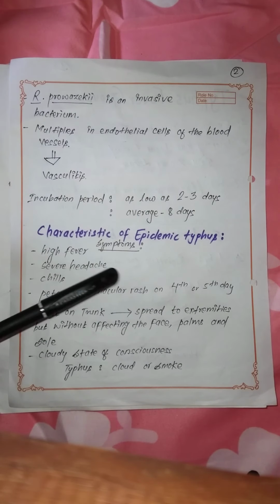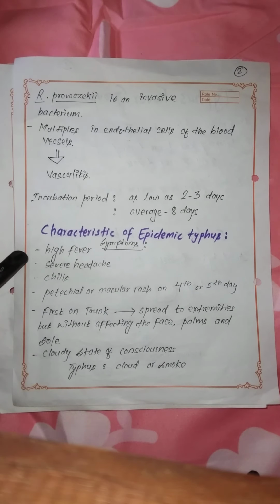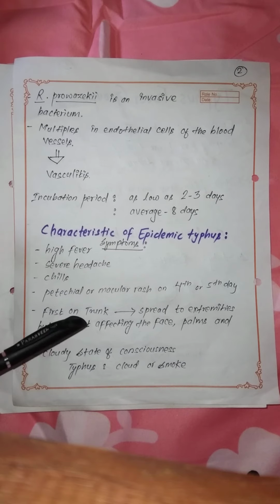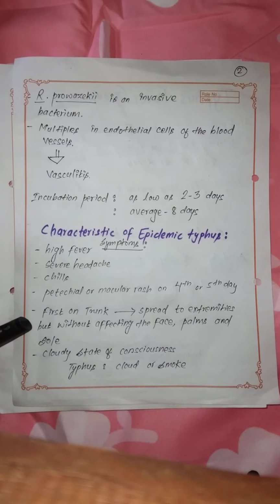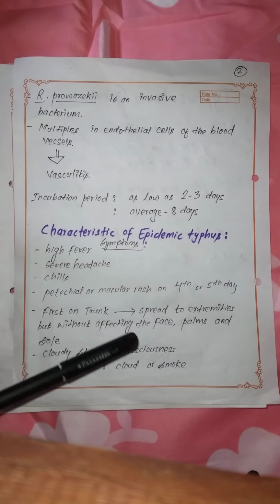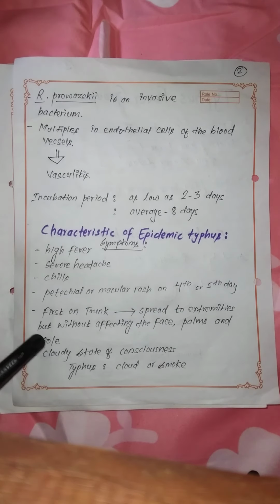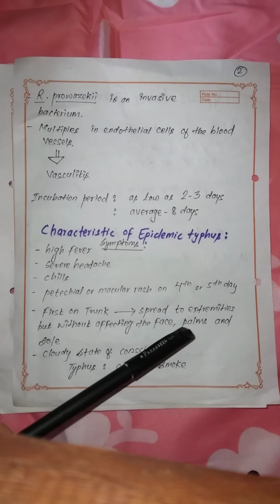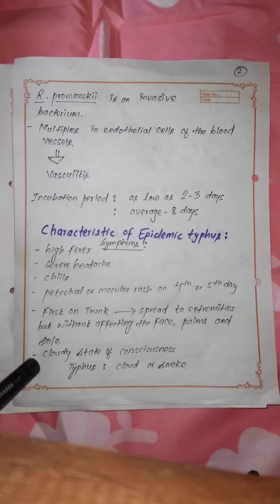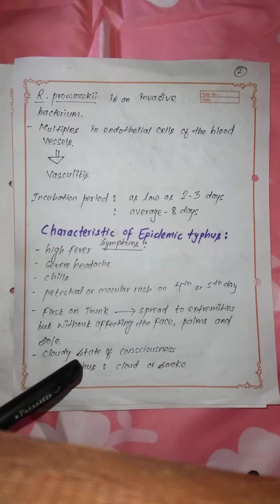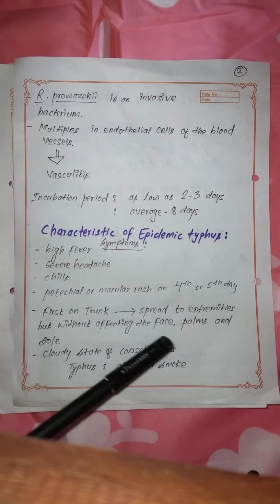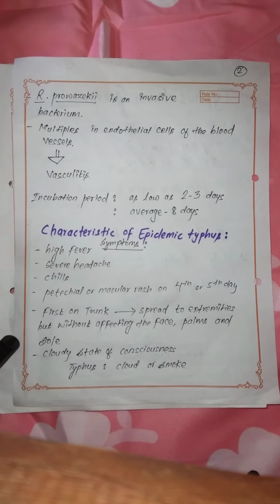What are the symptoms of the epidemic typhus? The symptoms are high fever, severe headache, chills, and a petechial or macular rash on the 4th or 5th day. And this one is a very important point: in which area the rash will appear. The rash will appear first on the trunk, then it will spread to the extremities, but without affecting the face, palm and sole. I would like to repeat it again. It doesn't occur on the face, palm and sole. This is one of the most important points.